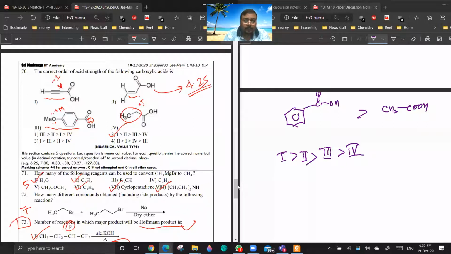Yes, sir. Okay, so I'm just giving you the pKa values. The pKa for this is like 4.25, and the pKa for para-methoxybenzoic acid is 4.37. So without pKa values, you cannot do this question. Are you getting a point?